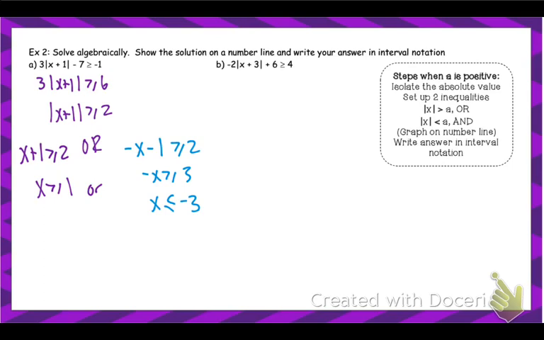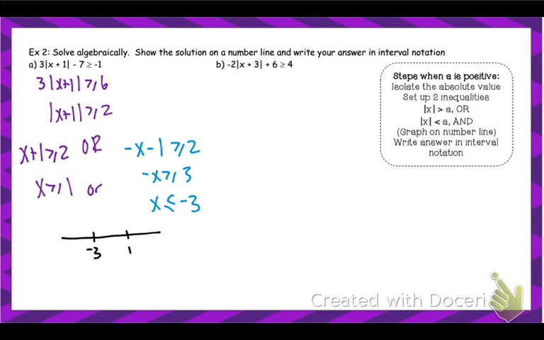Now with these, we're going to write our answers in interval notation. If you can find your interval notation from this step, great. But what I usually recommend is graphing this on a number line, just because it makes it a little bit easier to see visually and helps to make sure we didn't make some sort of mistake somewhere. So here's negative 3 and here's 1.